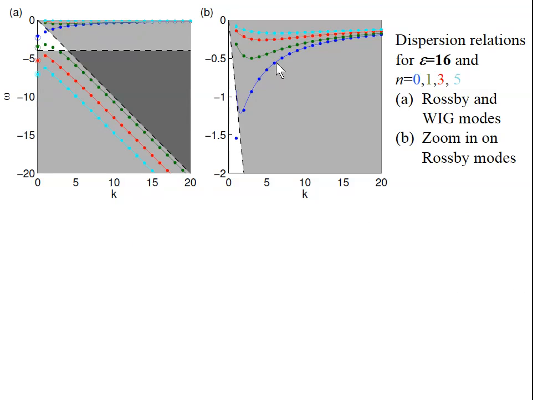I'm showing here the first, second, fourth, and sixth, I think, regions for epsilon of 16. I chose 16 because it has a nice looking fourth root.